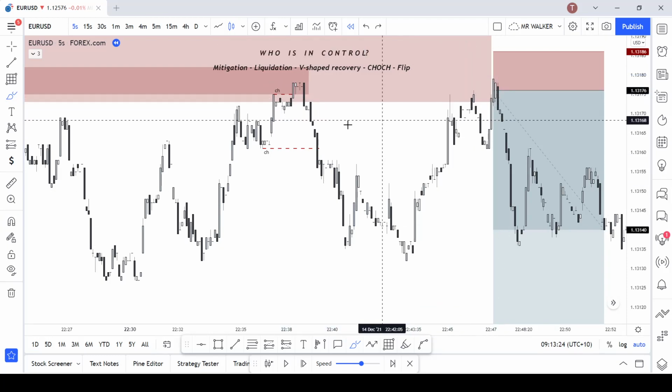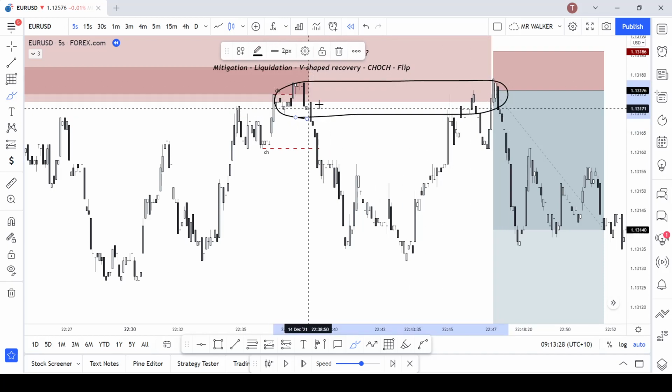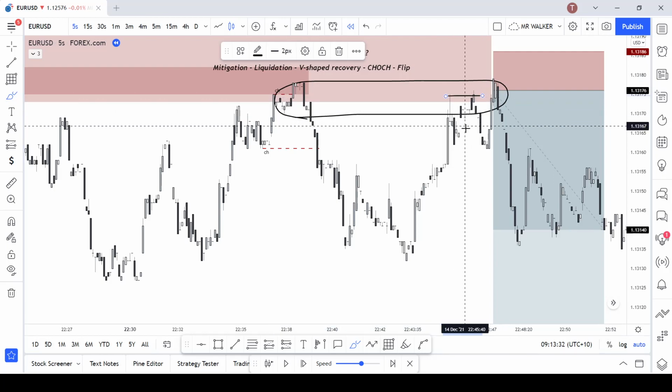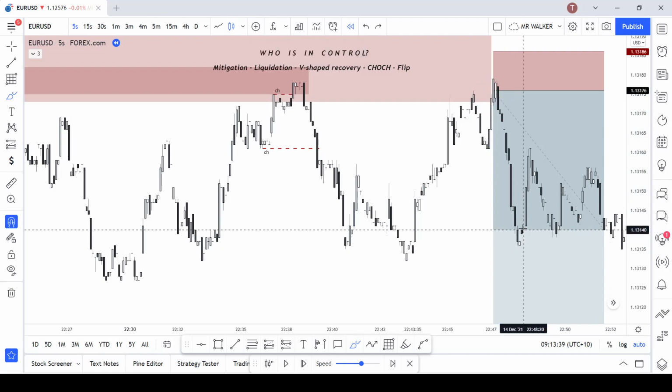If you're still not sure, then you mitigate, then you mark this supply out. We have this change of character, which means that we sell from this candle. Boom, it goes. Okay.